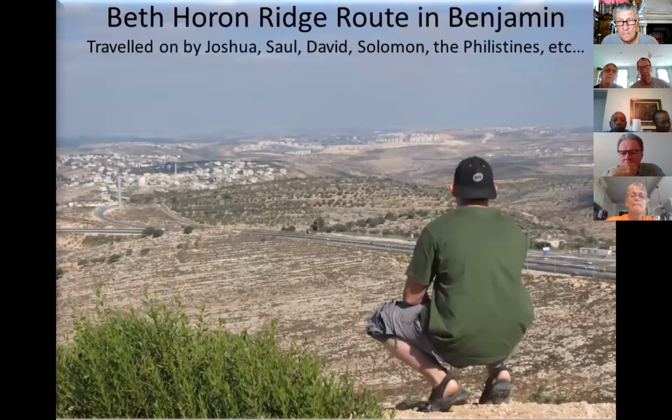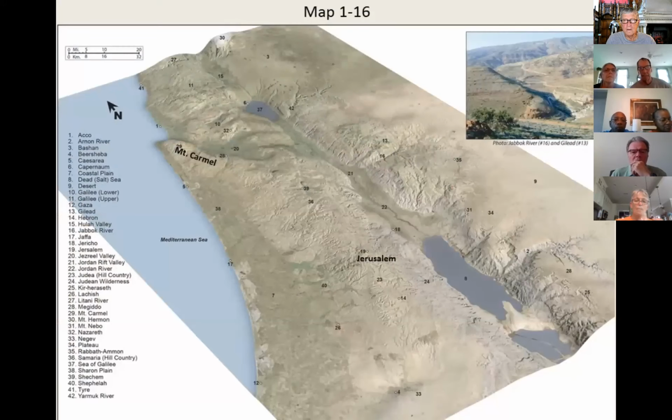Knowing the major routes of the land is important, because towns and cities are often located along the routes. The Bible records hundreds of events that happen to people at real locations along these routes. Using map 116, we will mark out 4 major routes.